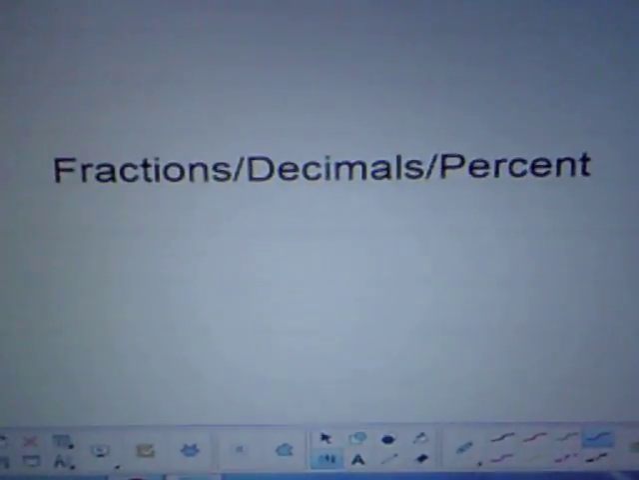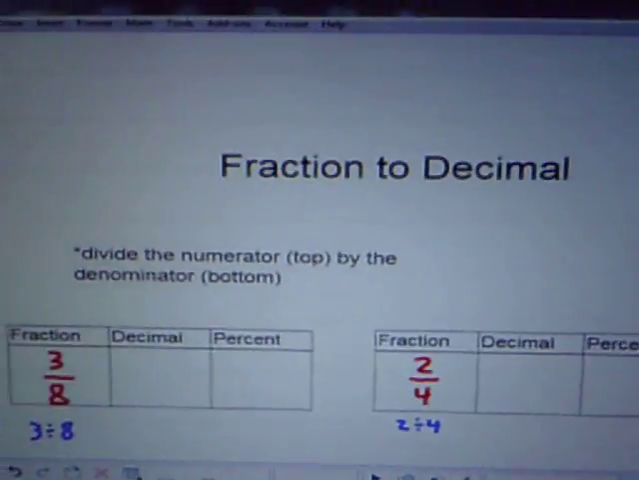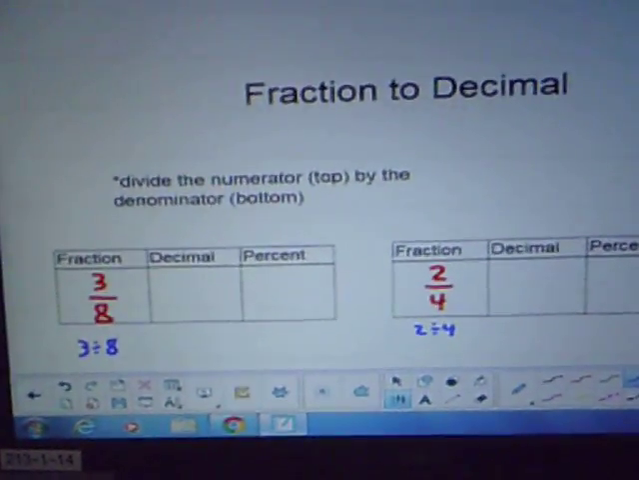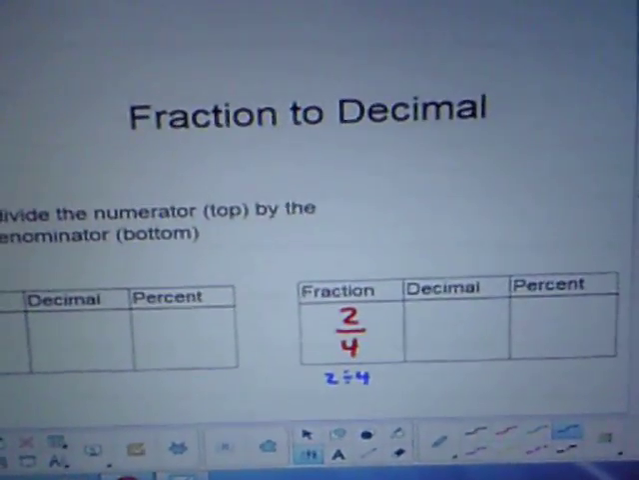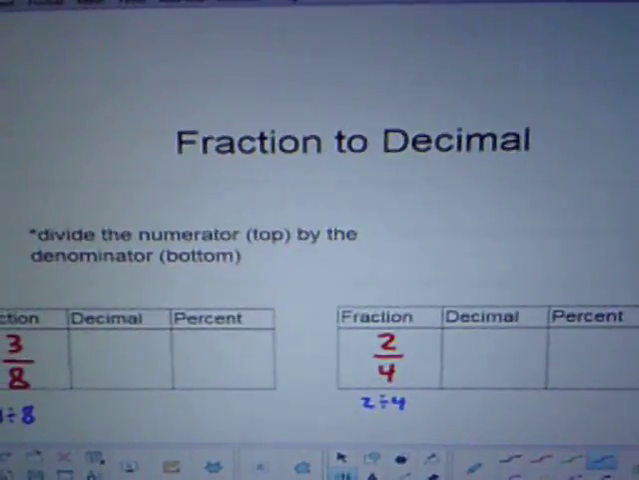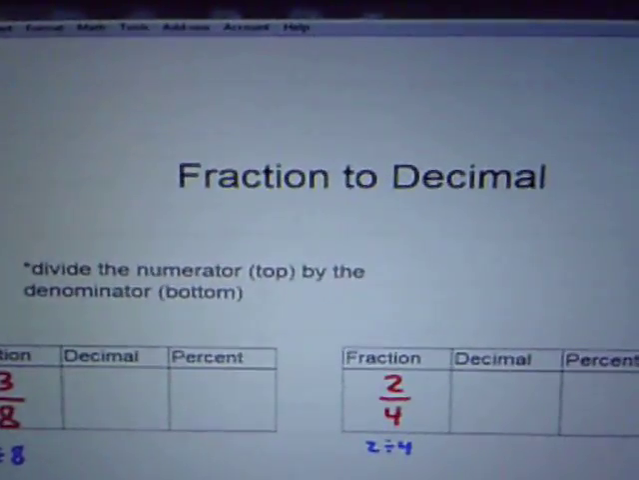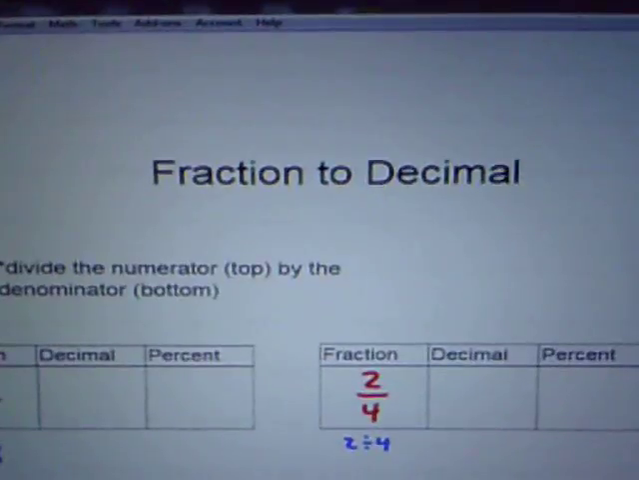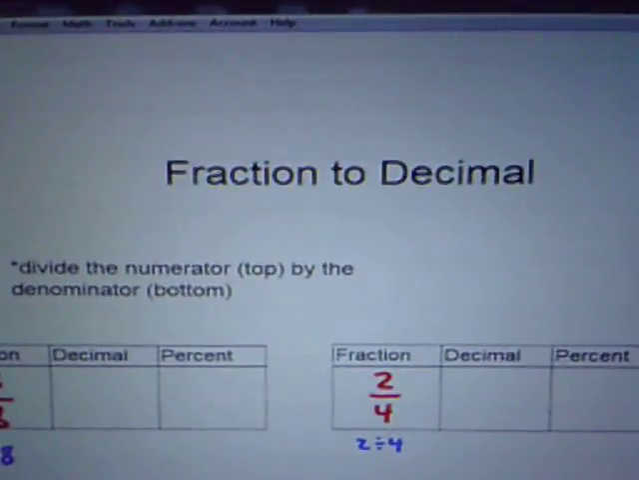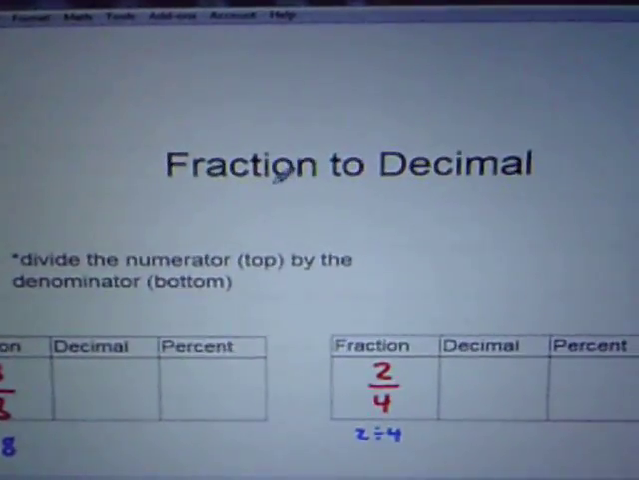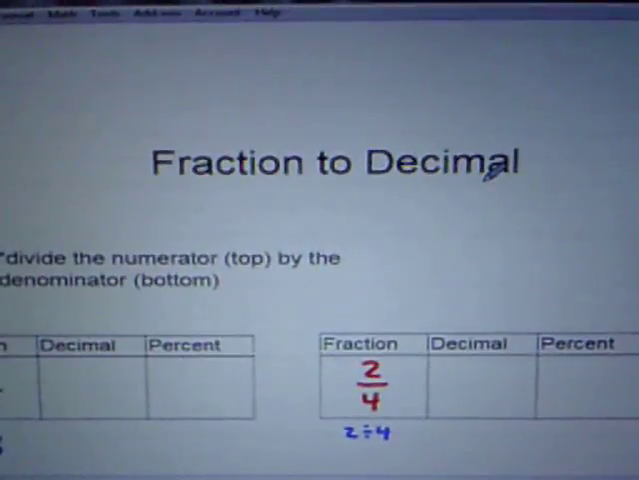Okay, so first, let's look at changing a fraction to a decimal. When you're given a fraction, you can change that fraction into a decimal. And you can also change that fraction into a percent. But the first step to changing a fraction into a percent is changing a fraction to a decimal.